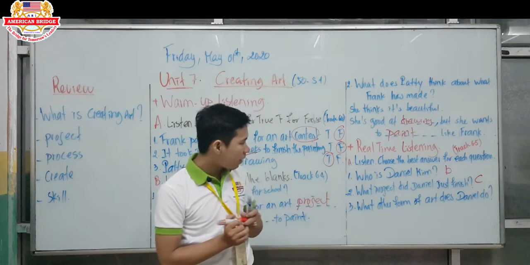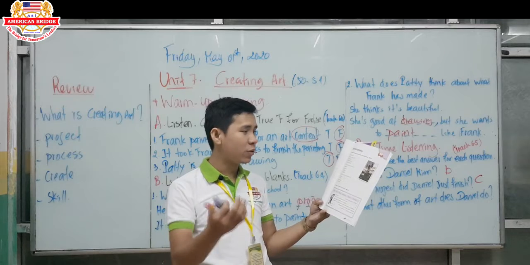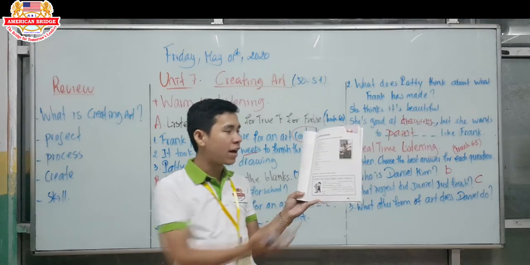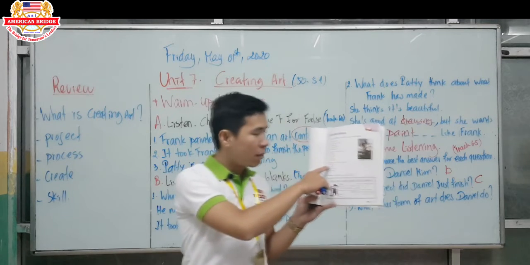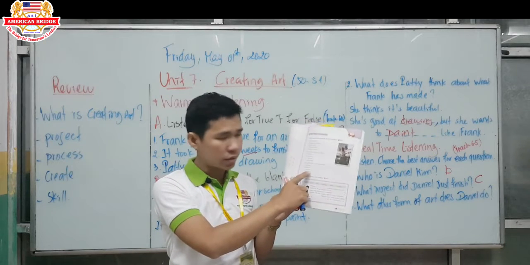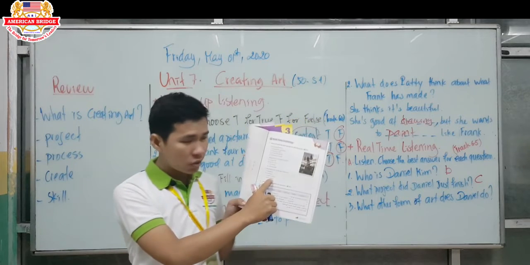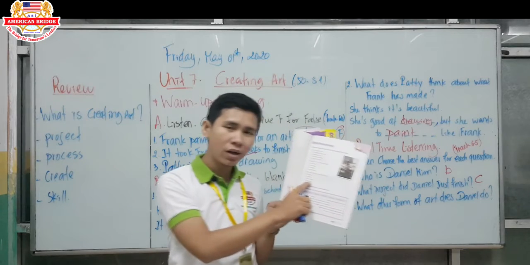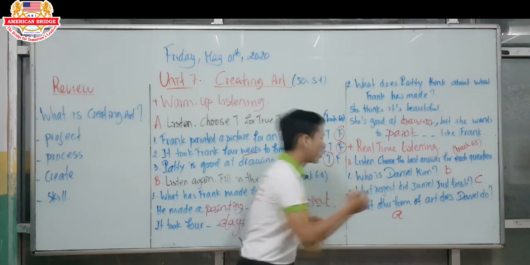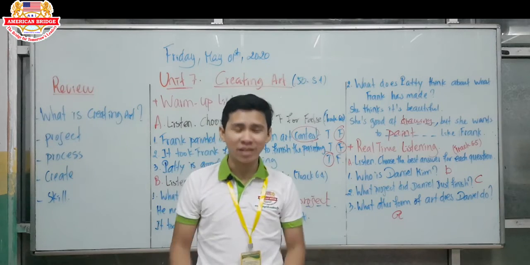Number 3, what form of art does Daniel do? So besides doing sculpture, what other form of art does he do? A, paintings. B, drawings. C, fashion design. D, photography. So the answer is what? A, B, C, D? Okay, the answer is letter A. So besides doing sculpture, he does paintings.